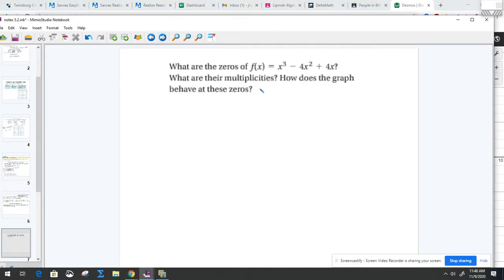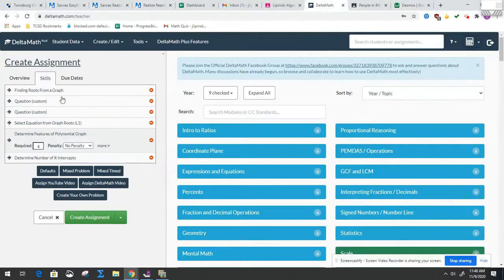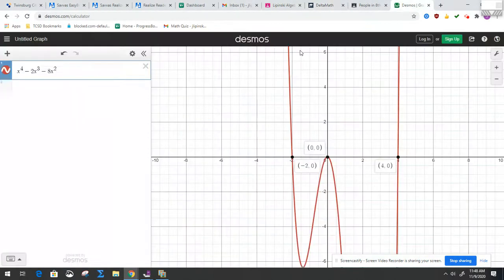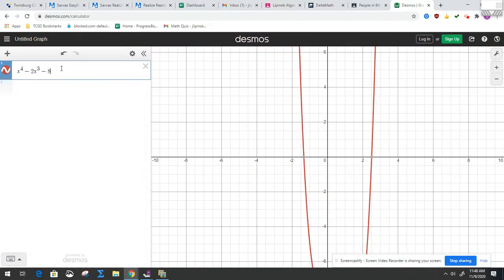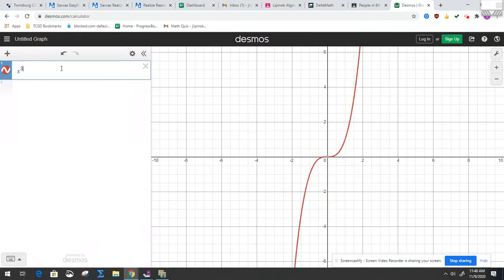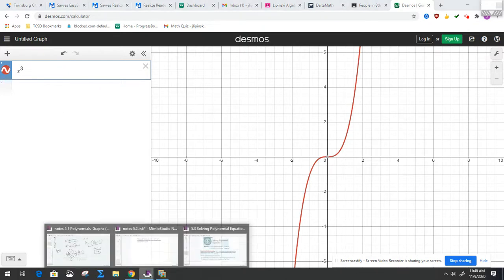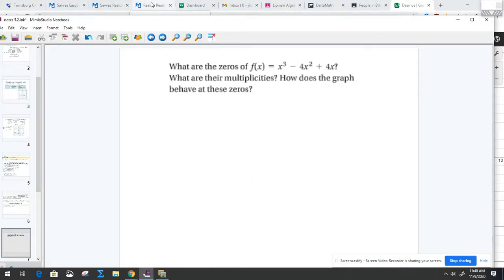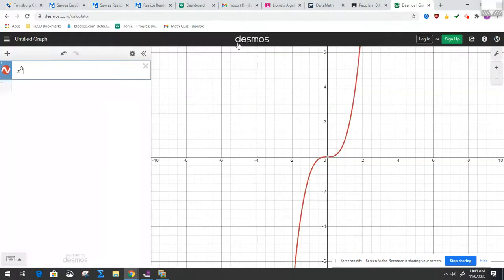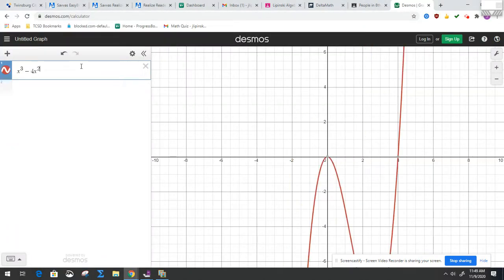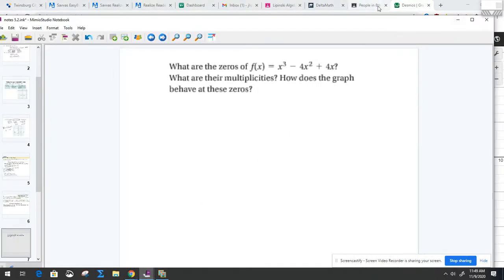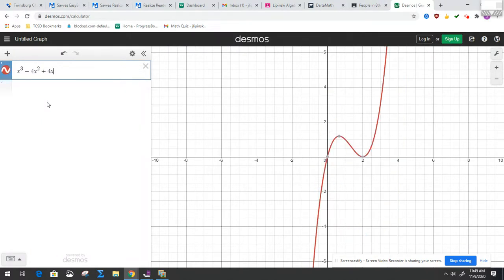What are the zeros of the following functions? So again, take this and graph it. So x to the third minus 4x squared, is it minus 4x, I think, or plus 4x. Okay, so I graphed this and I want to know where the zeros are. Well, I only see 2, but I know I should have 3 because it's a third degree.